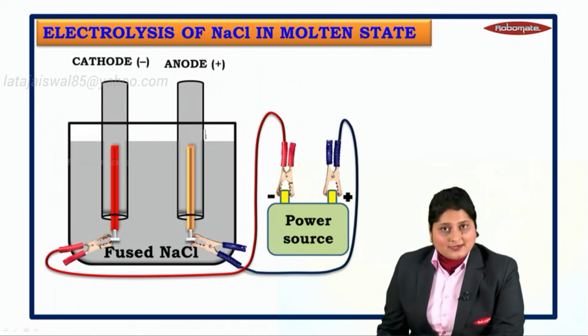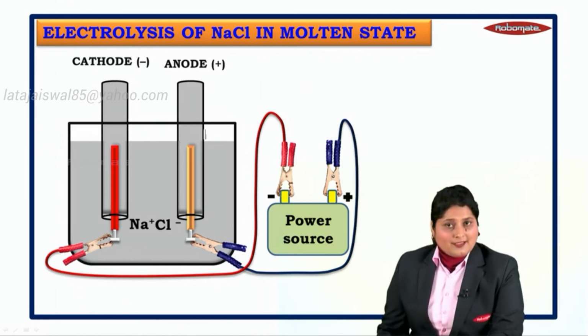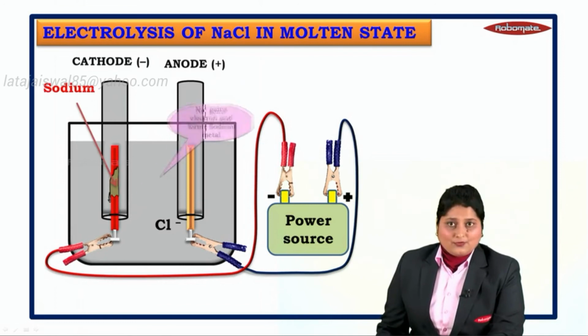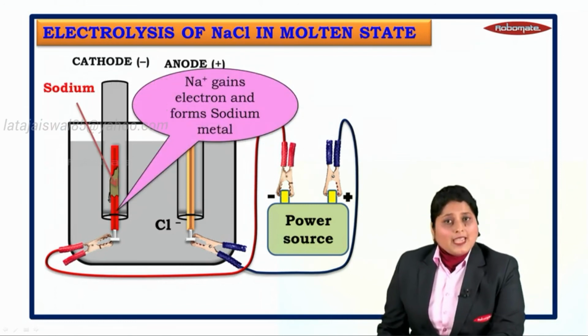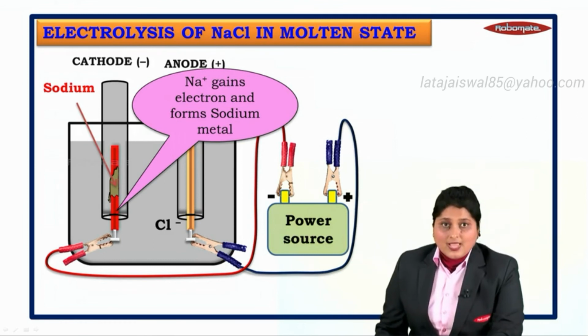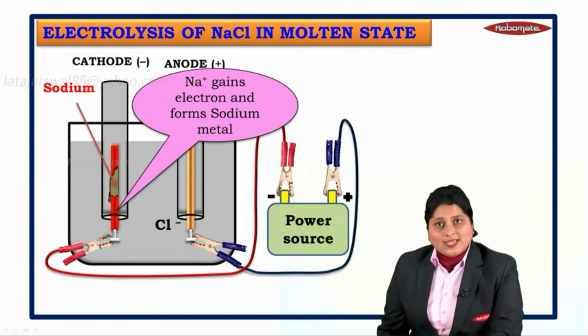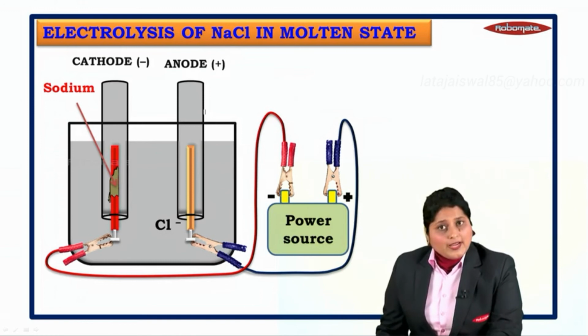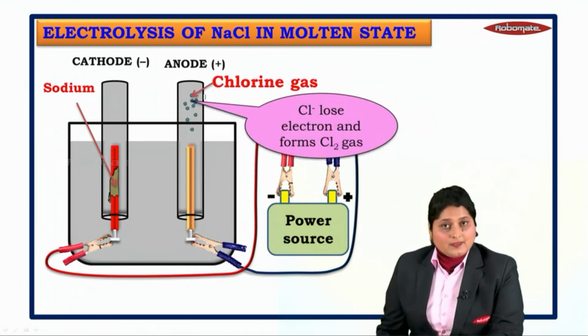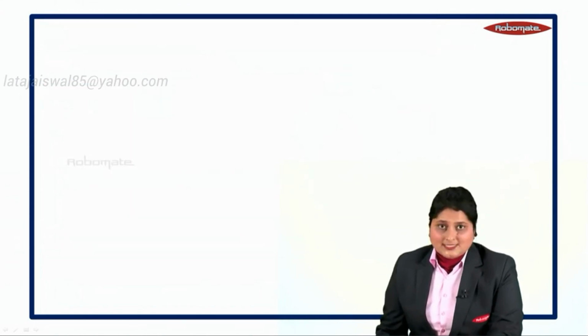What happens after that? When we pass electric current, NaCl splits into Na+ and Cl-. Na+ will go towards the cathode and Cl- will go towards the anode. Na will gain an electron and form sodium metal, which is grey in color, and it will start depositing on the cathode surface. Chlorine will lose electrons and form chlorine gas, which is yellow in color.